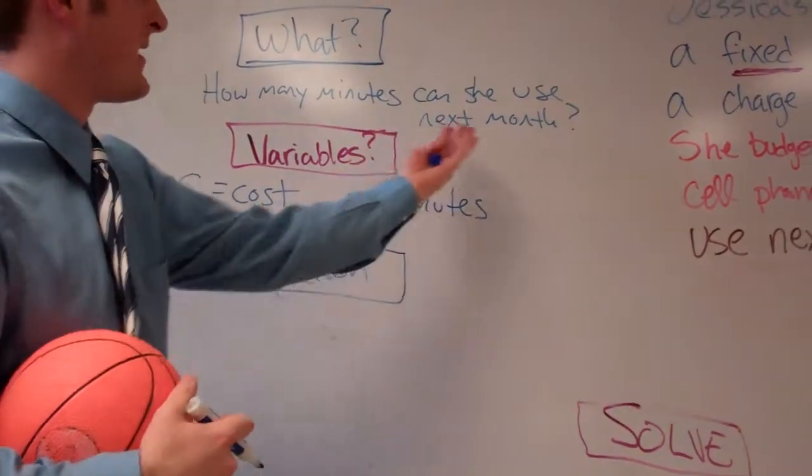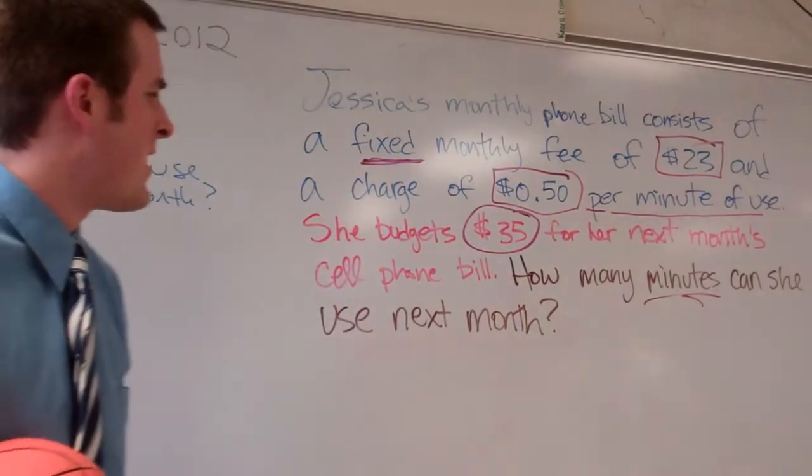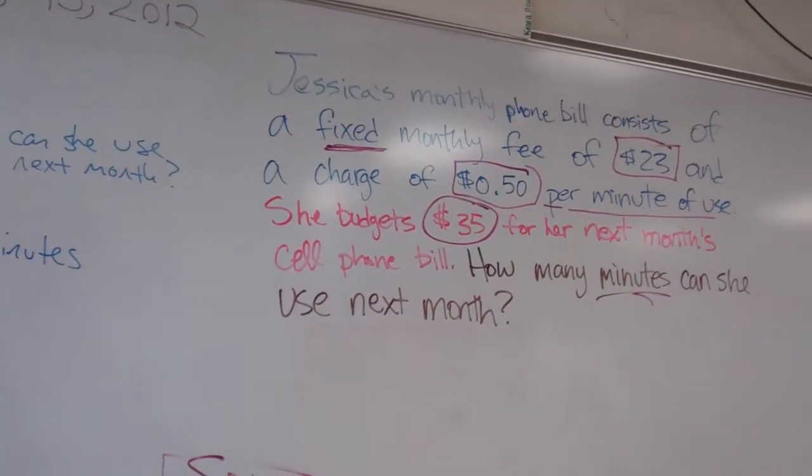And take your time. Is there anything else I need to define? I don't think so. She budgets $35. That doesn't change. All right, I think I'm good. Mr. Kent, am I missing a variable? No, I think we're good here.